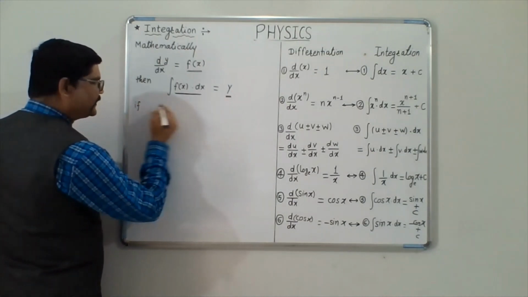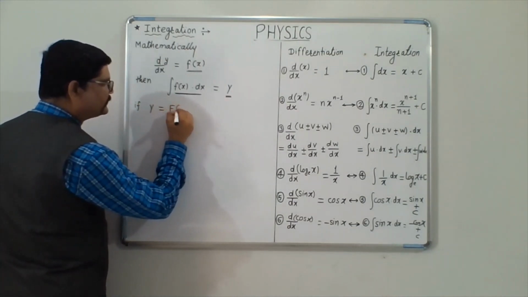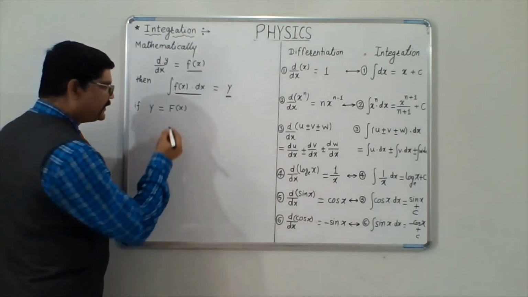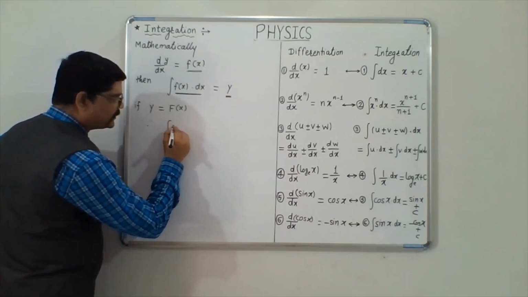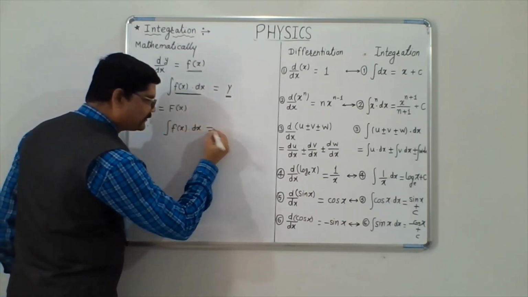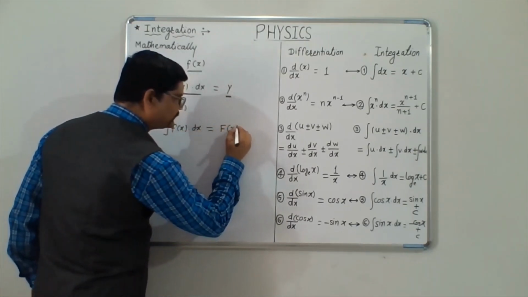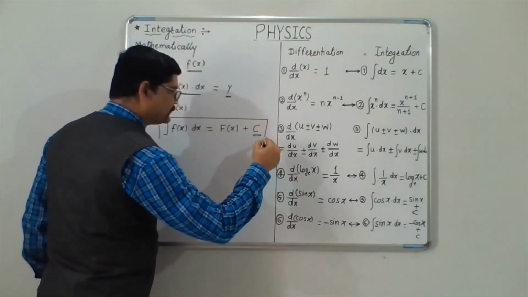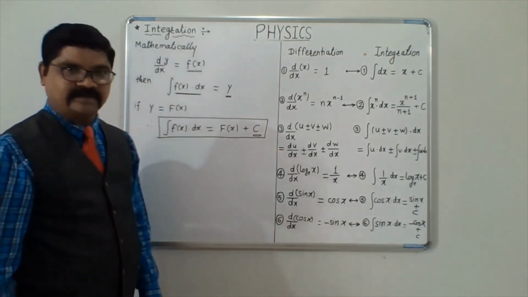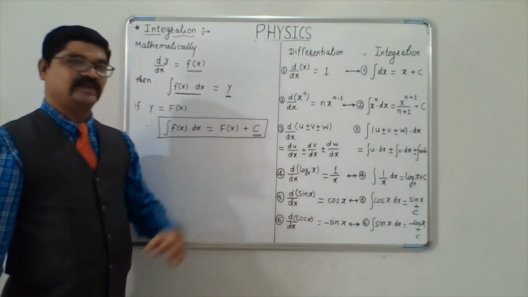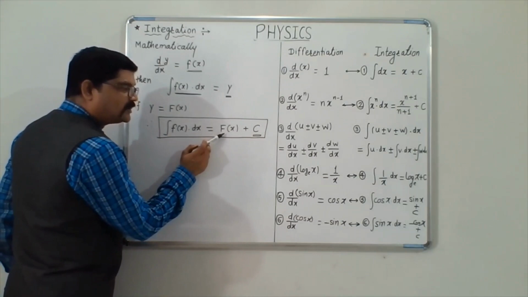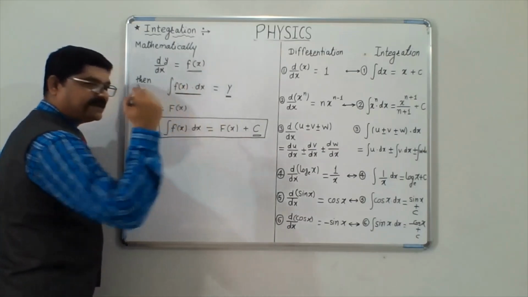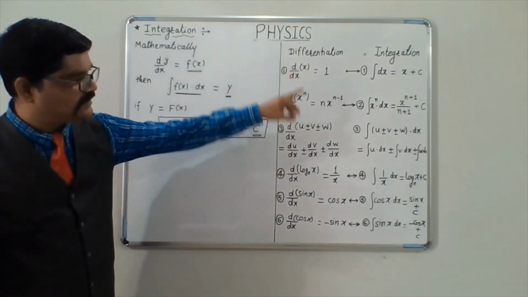If this y is another function which is dependent on the value of x, then we can write the integration of f of x dx is equal to another function F of x plus c. This c is called the constant of integration, and here we are getting the original function. That means originally this function was differentiated, we got this, and when we integrate it, we must get the original function. I'll give you some examples based on the same.